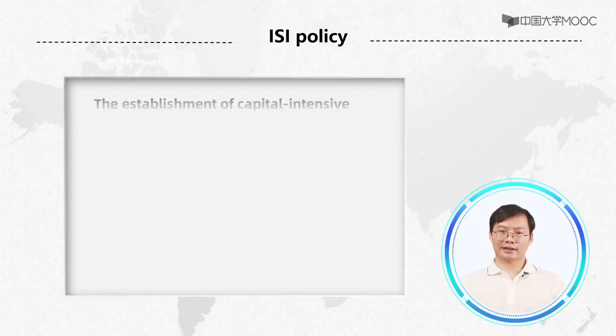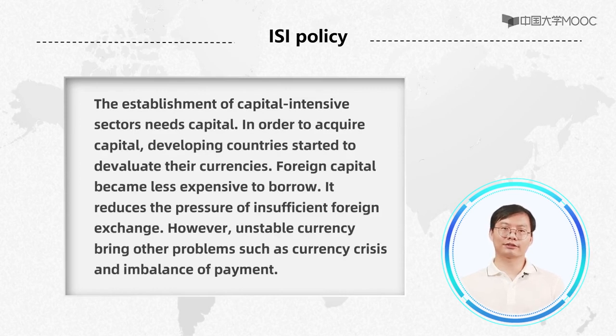However, not all developing countries can achieve the second stage through ISI policy because developing countries lack foreign exchange. The establishment of highly capital-intensive sectors needs capital. In order to acquire capital, developing countries started to devalue their currencies. Foreign capital became less expensive to borrow. It reduces the pressure of insufficient foreign exchange. However, unstable currency brings other problems such as currency crisis and balance of payments problems.